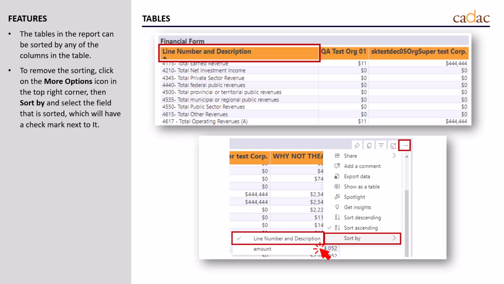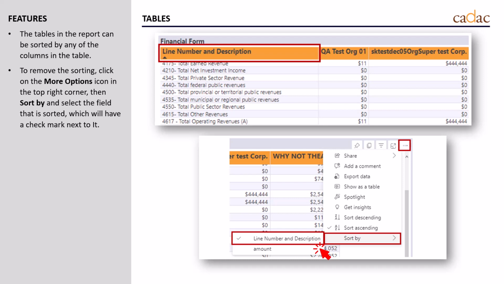In the upper screenshot here, we can see the little black arrow underneath the word line in the line number and description column. The arrow is pointed up, indicating that we are sorting from lowest values to the top of the column, to highest value at the bottom. We see here that line 4175 is at the top of this image, while line 4617 is at the bottom.